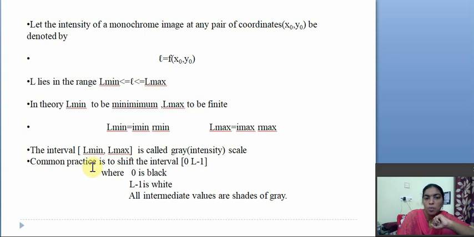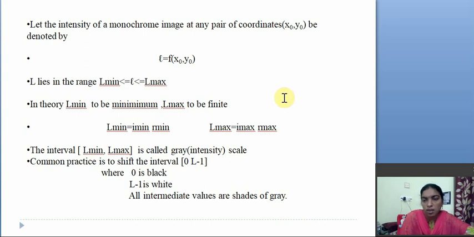That means the common practice is to shift the interval to 0 to L minus 1. So L minimum is 0. 10 means low, that is 0. And what is the L maximum here? The higher value, L minus 1. If I start with 0, I end with L minus 1, not with L. So 0 means black, L minus 1 means white. All intermediate values are shades of gray, right?